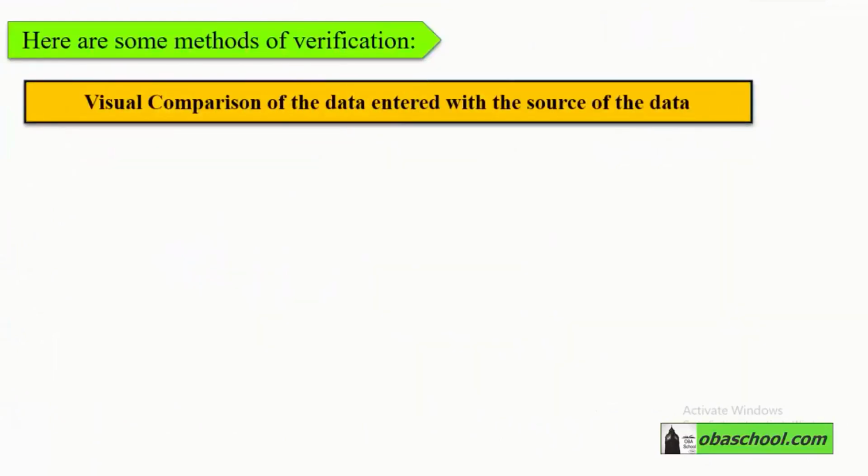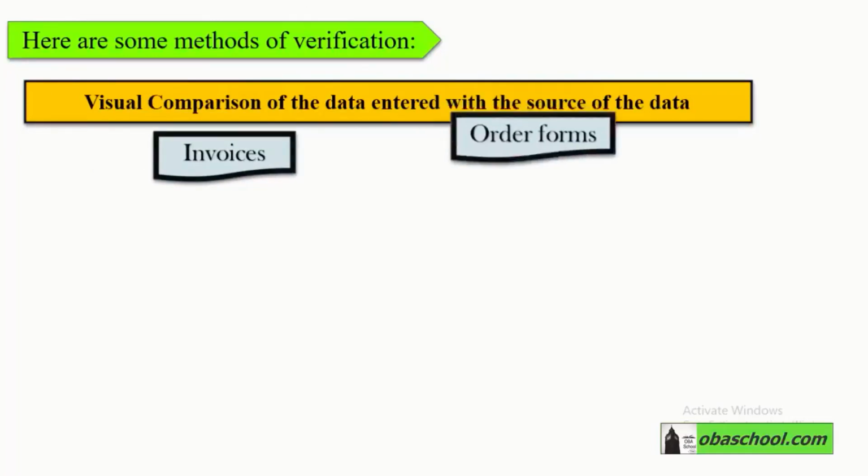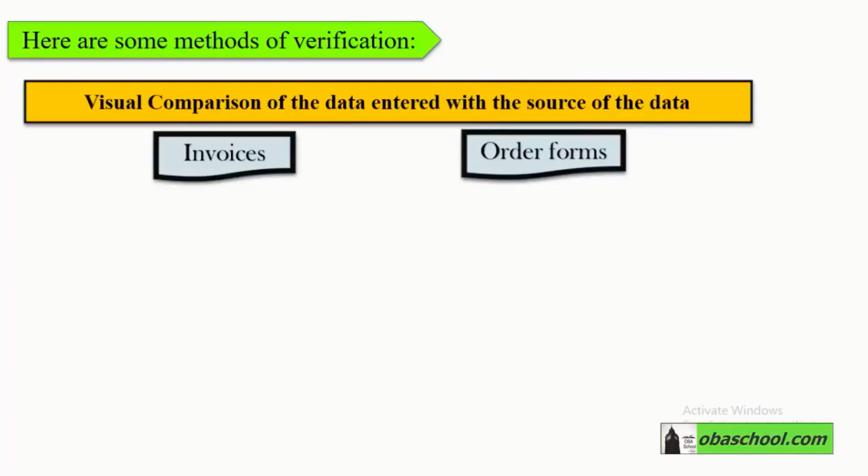Here are some methods of verification. First of all, we have visual comparison of the data entered with the source of the data. For example, for any paper containing any information copied to the PC, we should visually check if we missed any word or letter after copying the information. Also, we have invoices or order forms, for example. So if people filled out some information on a paper, we should make sure to copy the data filled exactly the same on the computer.